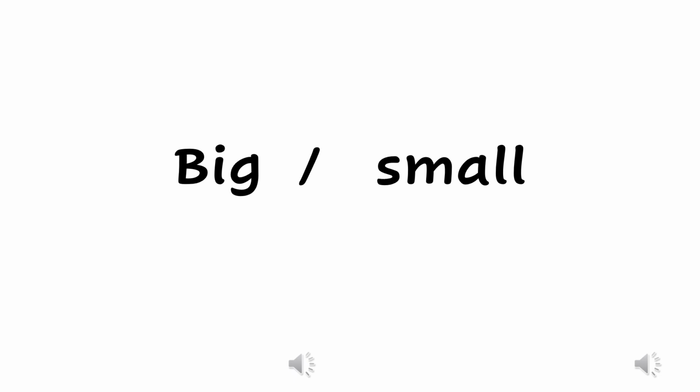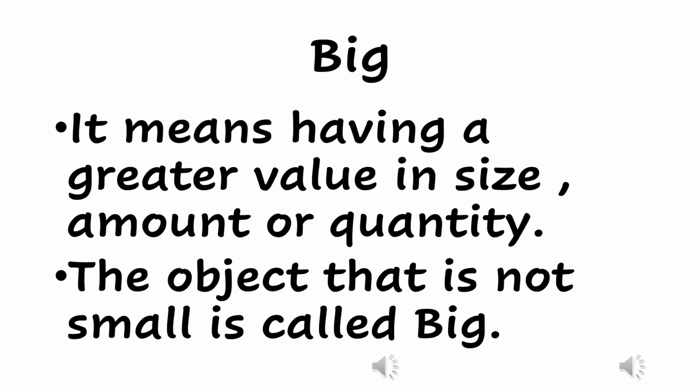Let's start our topic today. It is about big and small. Now, read it. Big, big, small, small, big, small, big. It means having a greater value in size, amount, or quantity. That is called big. Or simply the object that is not small is called big.